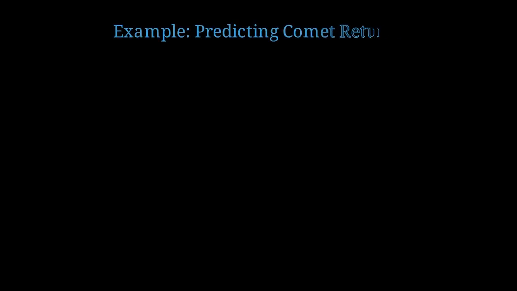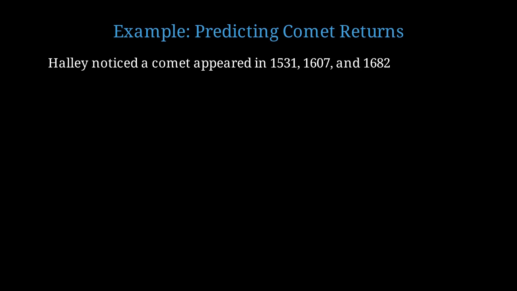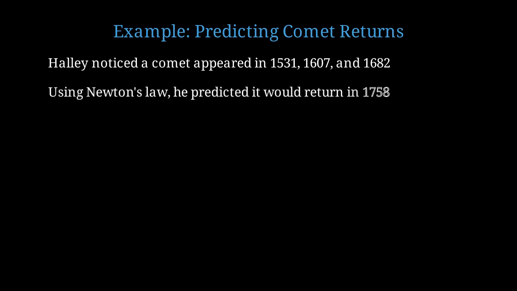Let's look at a concrete example of Newton's predictions. Edmund Halley, Newton's friend, used the law of gravitation to predict the return of a comet. Halley noticed that comets had appeared in 1531, 1607, and 1682, roughly 76 years apart. He hypothesized these were the same comet returning. Using Newton's gravitational law, he calculated the orbit and predicted the comet would return in 1758.